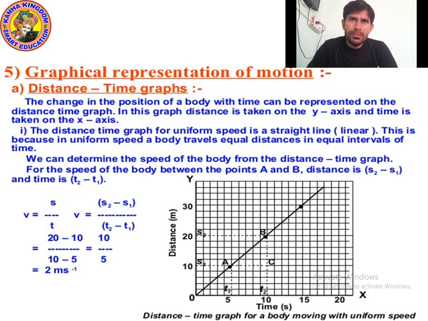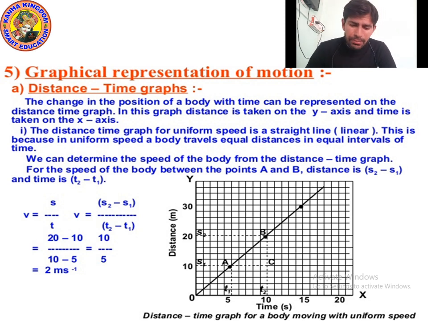Okay, in this graph, distance is taken on the y-axis and time is taken on the x-axis. So the distance time graph for uniform motion is a straight line graph, or you can say linear. This is because in uniform speed a body travels equal distance in equal intervals of time. As we already know, in uniform motion equal distance is covered in equal intervals of time.